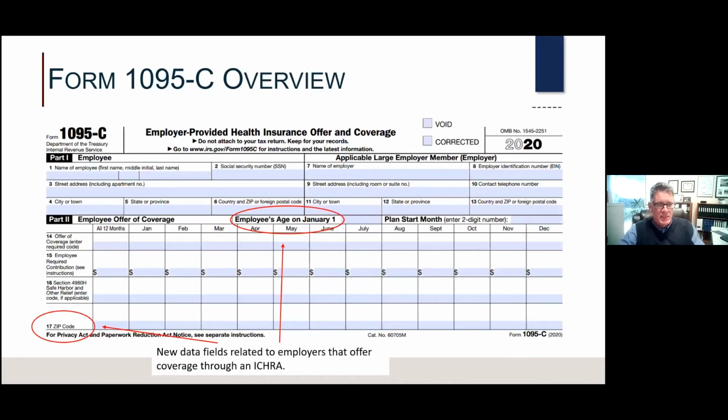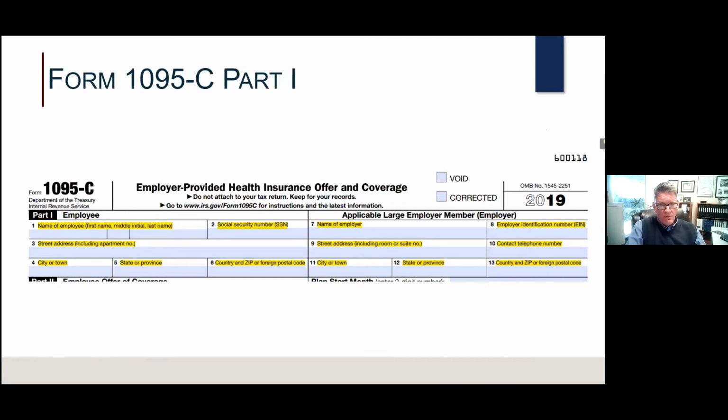So the 1095C, here's your form. This is a 2020 version, but nothing's changed. I'm just pointing out here that there are 2 new data fields on the form, the employee's age and a zip code for the employee's address. These are specific to employers that offer special HRAs, individual coverage HRAs. I don't know of anybody in this room that does that, so we're not going to spend much time on those issues. Part 1 of the form, again, super straightforward. The employee's name, social security number, employer's name, and tax ID number, addresses. Clearly make sure the employer data matches what's on the 1095C.